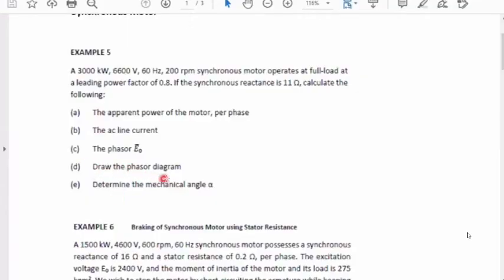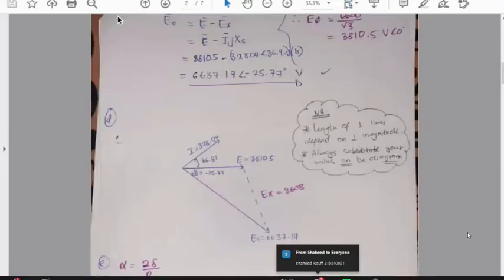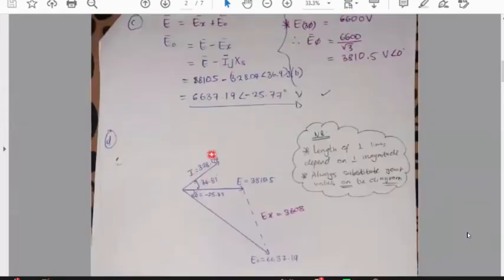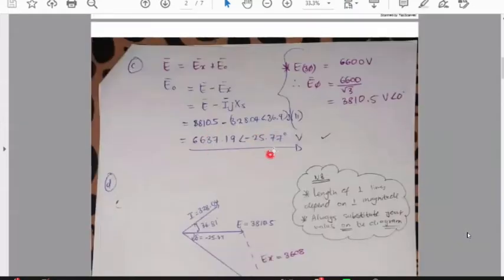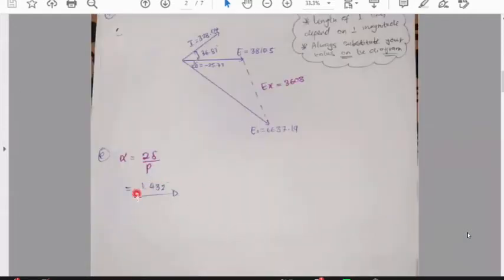So we just did the phasor diagram, and the last sub question says to determine the mechanical angle. So let's go back. We know how to calculate the mechanical angle. It's not a train smash, it's just 2 times this angle, which we've just calculated. There you go. Delta divided by P. And then this is the answer that you get.